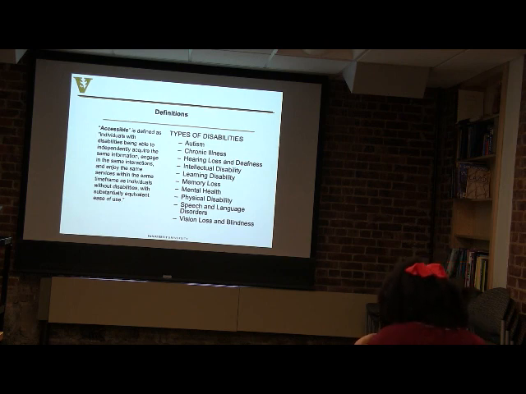So let's talk about our office, who we serve. We could have students that are registered with us that have autism, chronic illnesses, hearing loss, deafness, intellectual disability, learning disability, memory loss, mental health conditions, physical disability, speech language disorder, vision loss, blindness. And so when you hear the word disability, you might have a stereotype that comes into your mind, but we really serve a huge variety of students on campus. So when we talk about teaching materials or information being accessible, here's the definition.